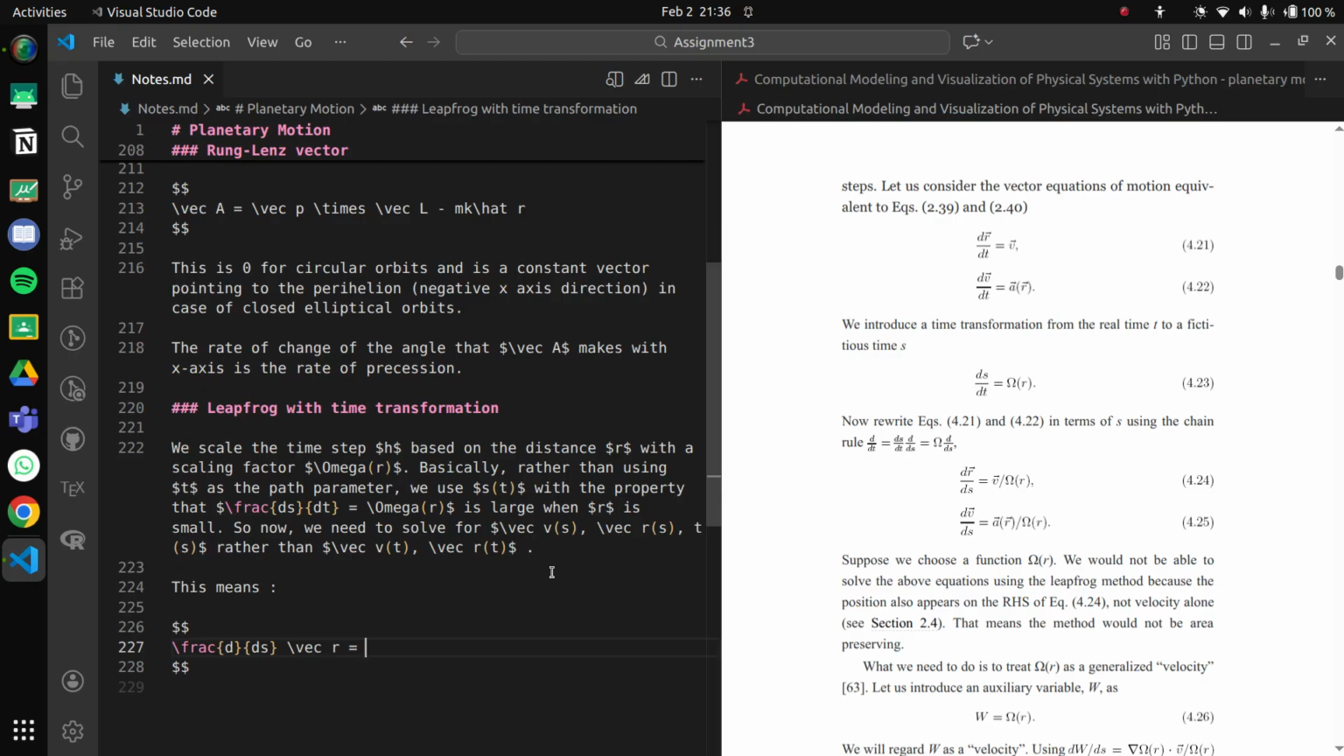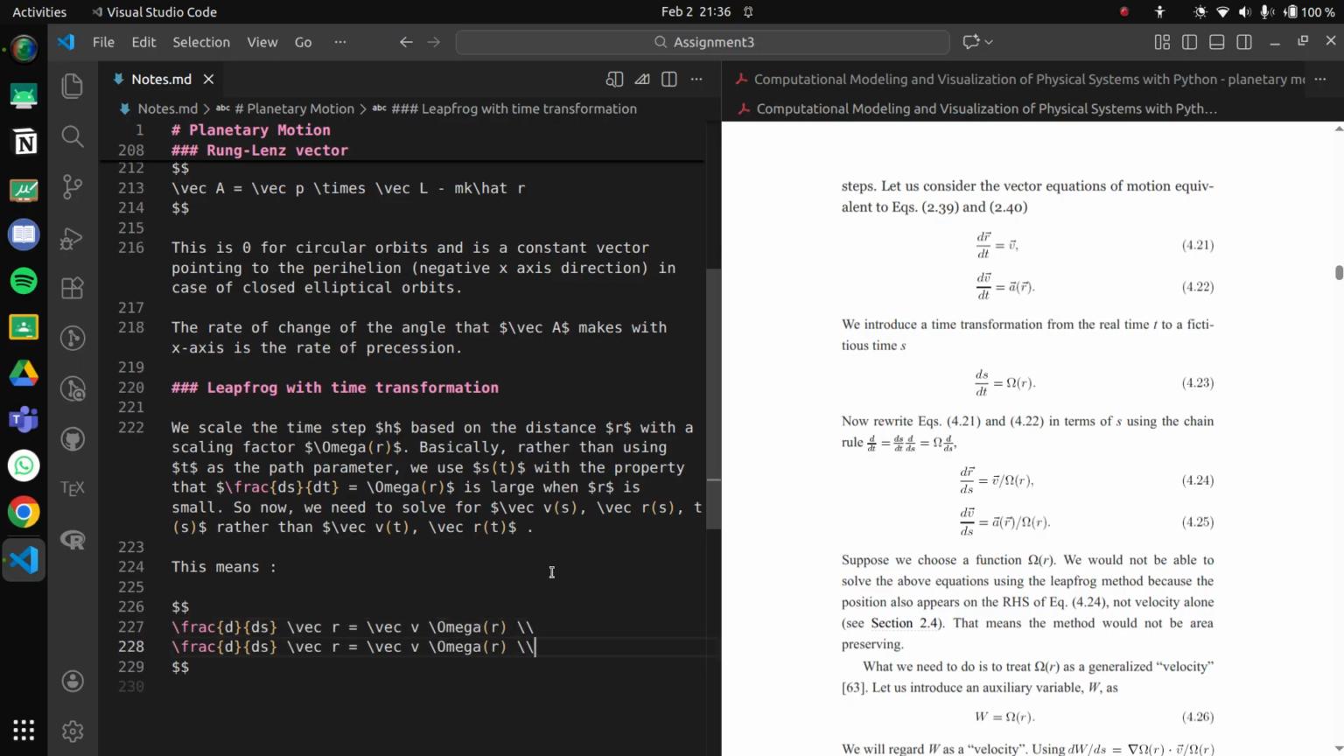And then the ds by dt thing is just omega, so it's just omega of r times the usual time derivative. So then d by dt of the position vector is just the velocity vector, so it's just vector v, and then omega of r. And then you have the same kind of stuff over here as well, except you have vector v over there. And now instead of velocity vector, you have the acceleration vector. Now this acceleration vector is a function of the position, right? And over here you have omega of r again, right? And this is completely fine.